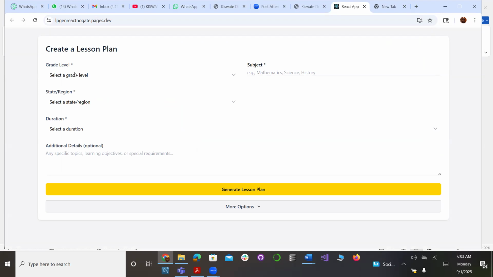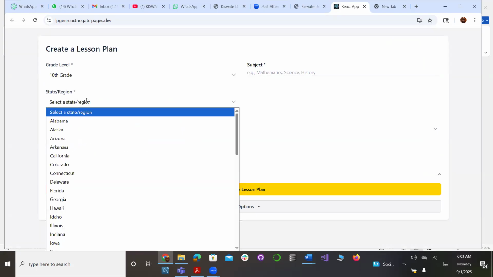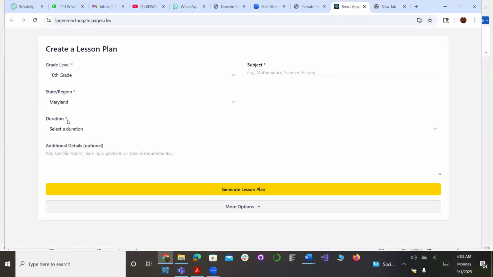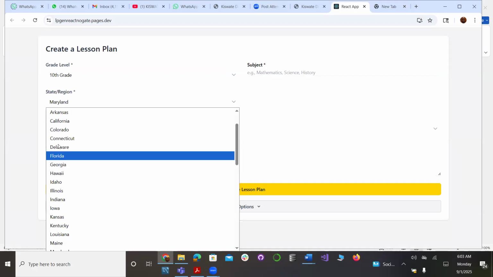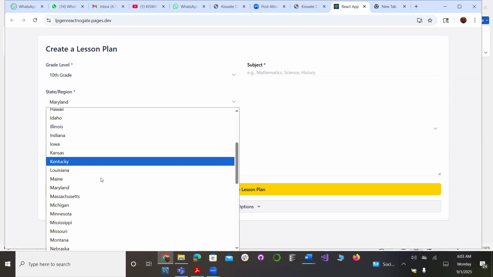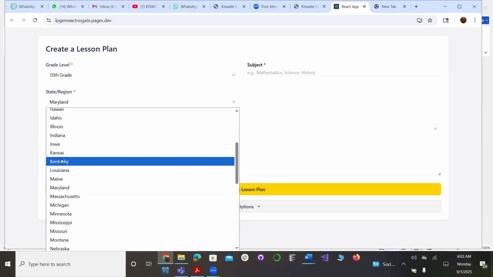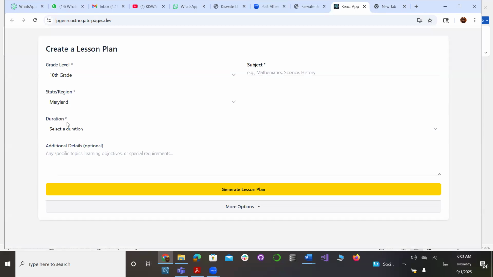Yes. Okay, you select grade level. I used to like grade 10. And then region, we're going to select Maryland. When we are done with our app, we will change these to countries: Kenya, Tanzania, Uganda, Burundi, Rwanda, and that will represent the education system. So right now we are using this one because ours is not ready.